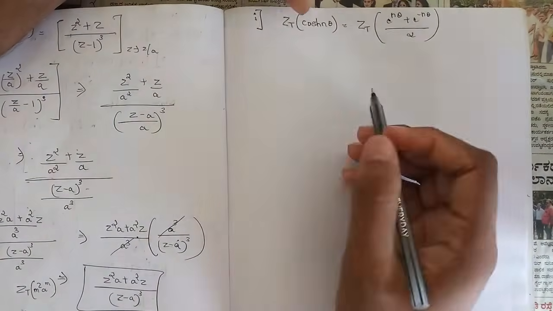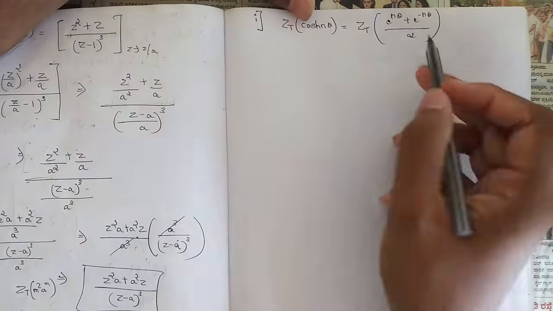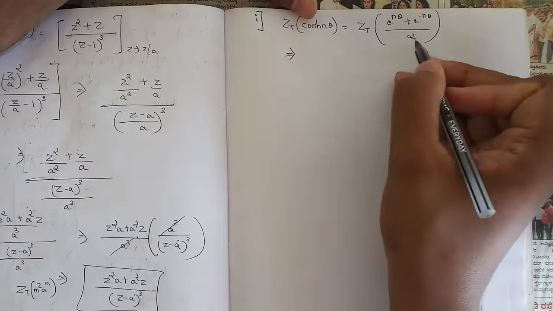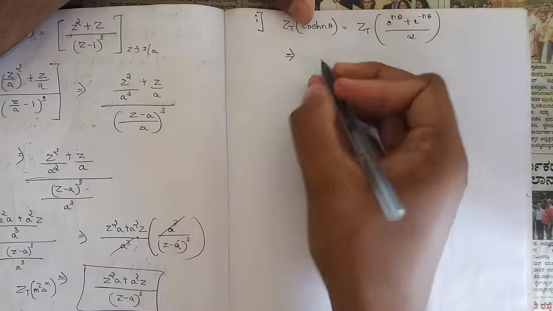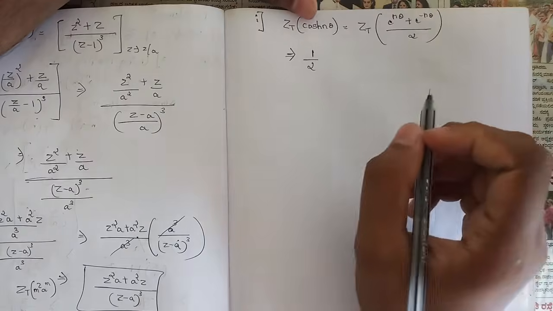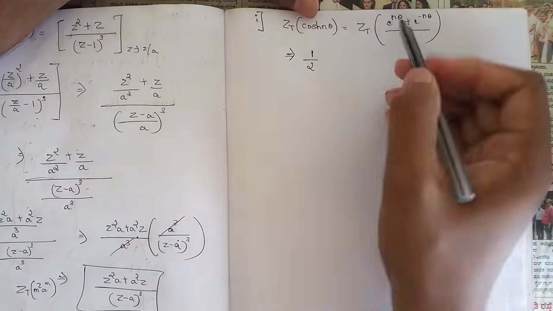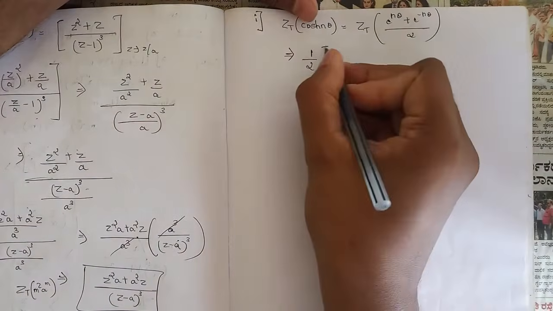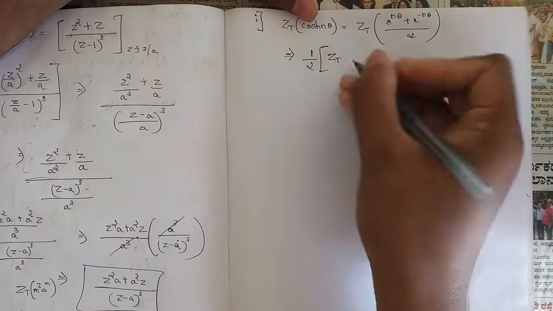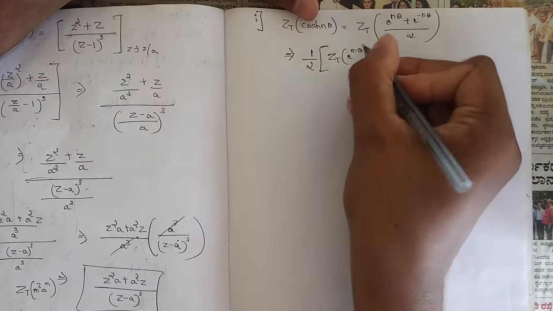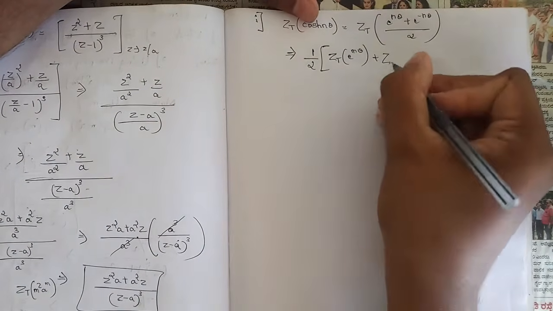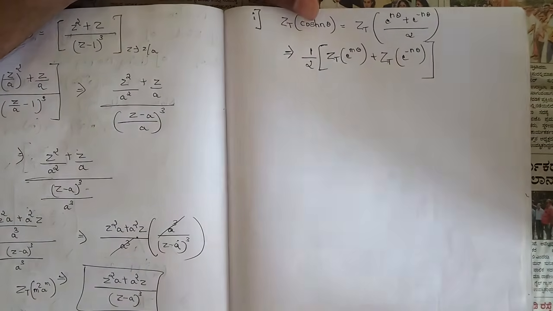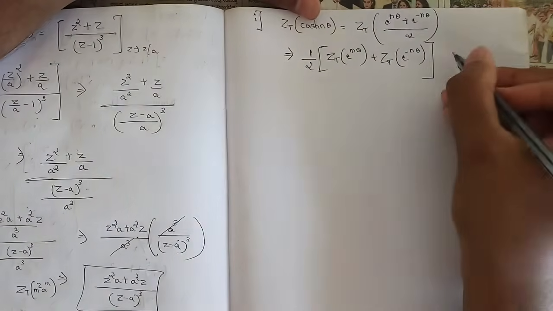So now let's solve this Z transform. Here we can take some common terms outside. That is, this 2 is there, so it becomes 1 by 2. We can take this 1 by 2 outside, and we can use the first property, the linear property. That is, we can split the Z transform inside. So how does this become? Z transform of e power n theta plus Z transform of e power minus n theta. This is by using the linear property.